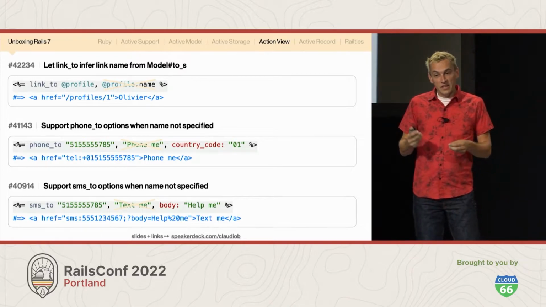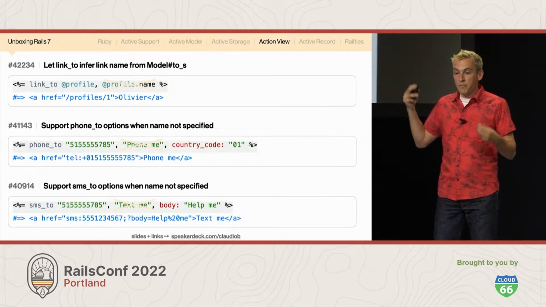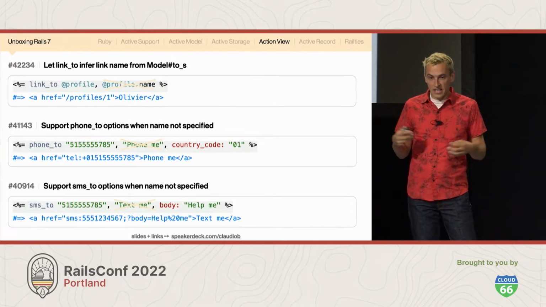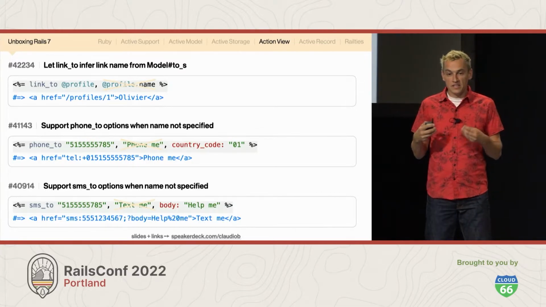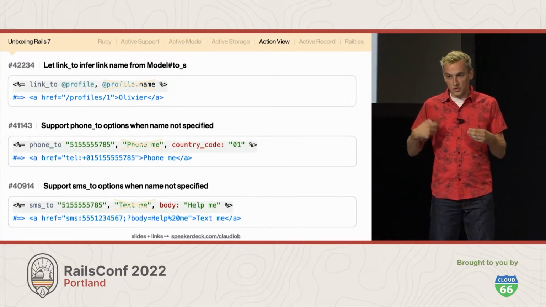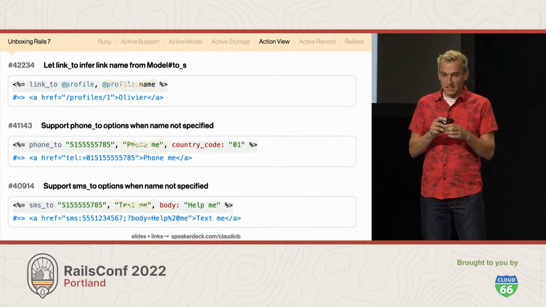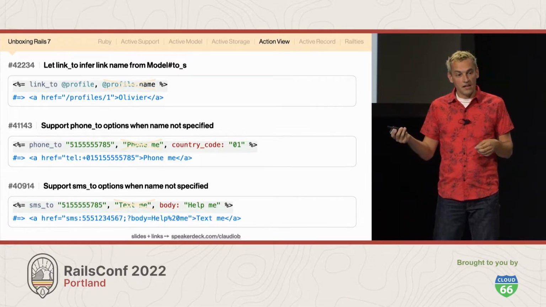And in the case of link_to, if you have a conventional resource, let's say you have a table of profiles, and every profile has a name, and that's what calling to_s returns, then Rails is going to be smart enough to just use the profile name as the link caption, and then when you click on it, it's going to go to that profile page.